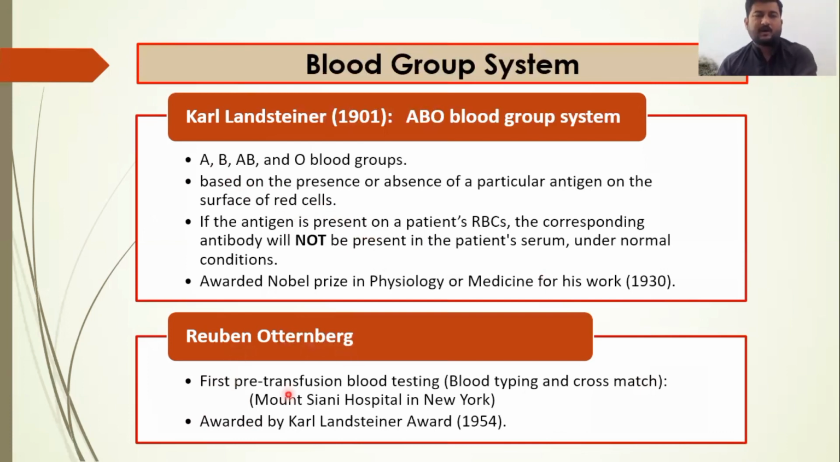Ruben Ottenberg did the first pre-transfusion blood testing. Pre means before transfusion, meaning blood typing and cross matching, and this was done at Mount Sinai Hospital in New York. The first transfusion after blood typing, meaning blood grouping, and cross matching was done by Ruben Ottenberg, and he was also awarded the Karl Landsteiner Award in 1954.